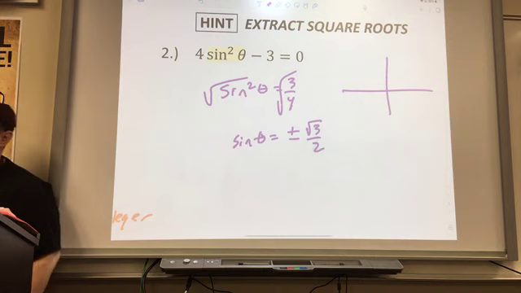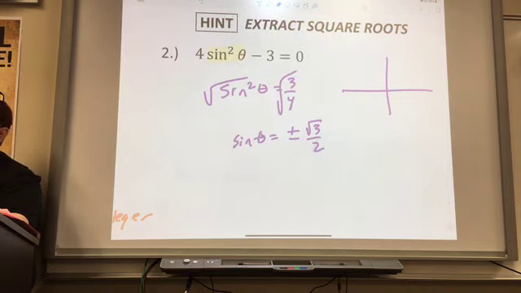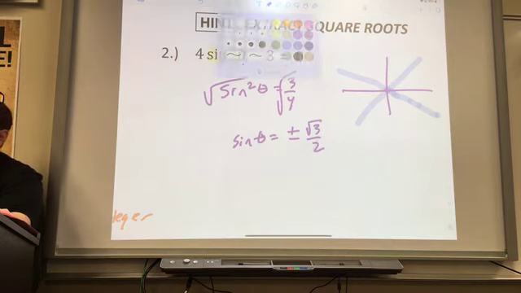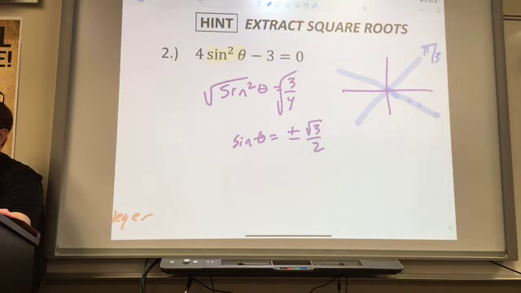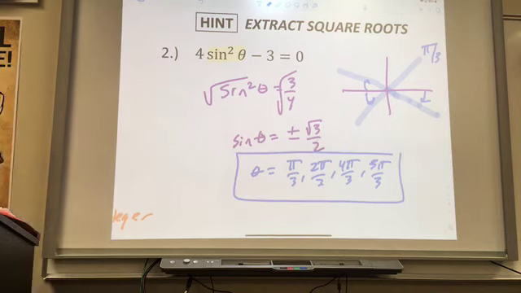Now, we're just going to do this on the interval from 0 to 2 pi, okay? Which quadrants is sine either positive or negative? It's positive in 1 and 2, and negative in the other two, so it's all 4. And where is sine root 3 over 2? Pi over 3. So the answer would be pi over 3, 2 pi over 3, because that's pi minus, 4 pi over 3, because that's pi plus, and 5 pi over 3, because that's 2 pi minus. But it's plus or minus, so it's all 4 quadrants.